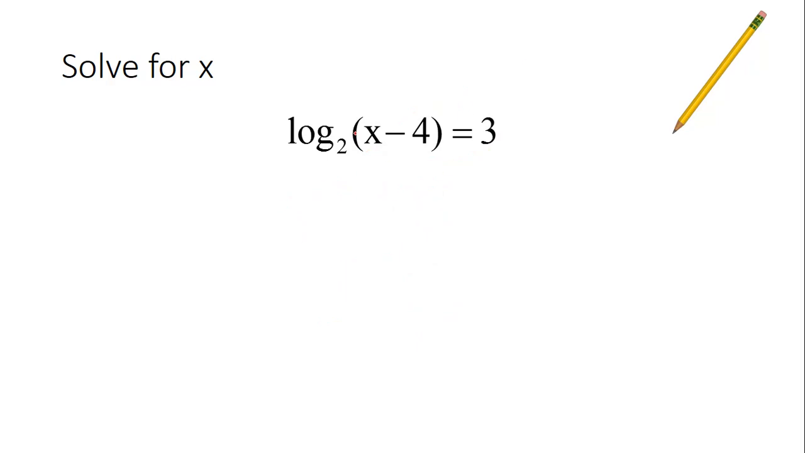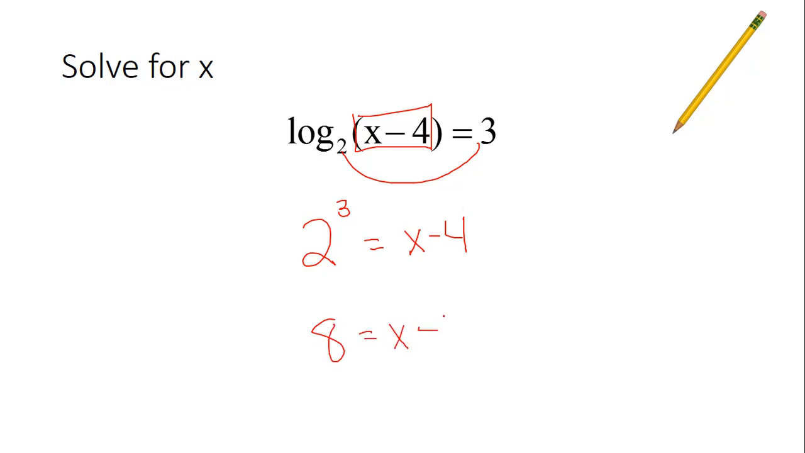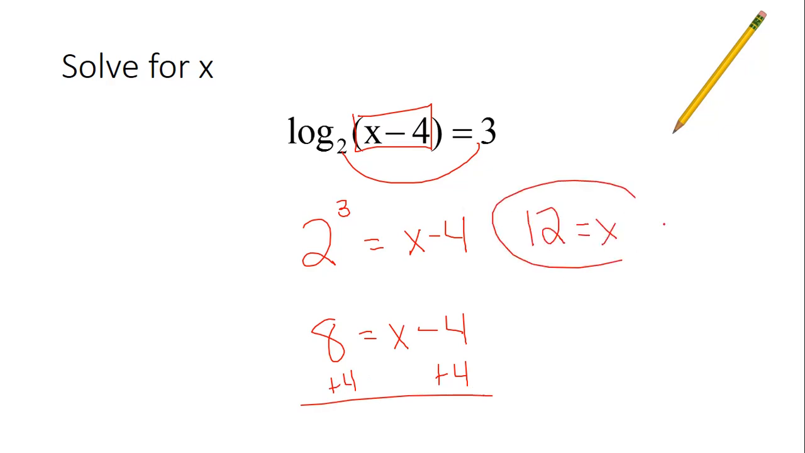So let's try another one here. Notice, guys, this 4 is inside of the log, so I don't have to worry about adding that 4 over, because it's inside the log, I can't do it. So we're going to convert. So I got 2 to the 3rd is equal to x minus 4. Simplify that, it's an 8. Add 4. So I get 12 equals x. Check it. 12 minus 4, that's 8. No worries. It's not 0 and it's not negative. So it's definitely an okay answer.